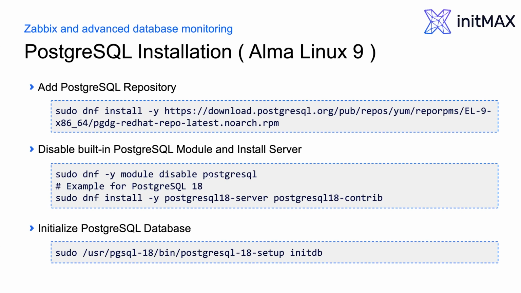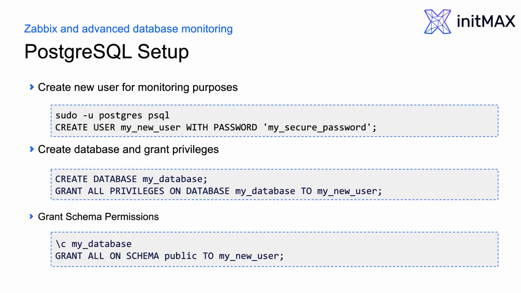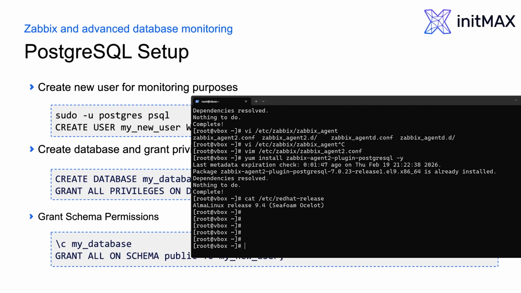Then what we do, we disable Postgres from our official distribution and install the PostgreSQL 18 server and the PostgreSQL 18 contrib package. Then we are required to initialize the PostgreSQL database. That basically does the initial setup of our database, and at that point we are good to go. So whenever you are here in the CLI, you need to log in to your database shell. And if we talk about MySQL, I have it installed here as well.